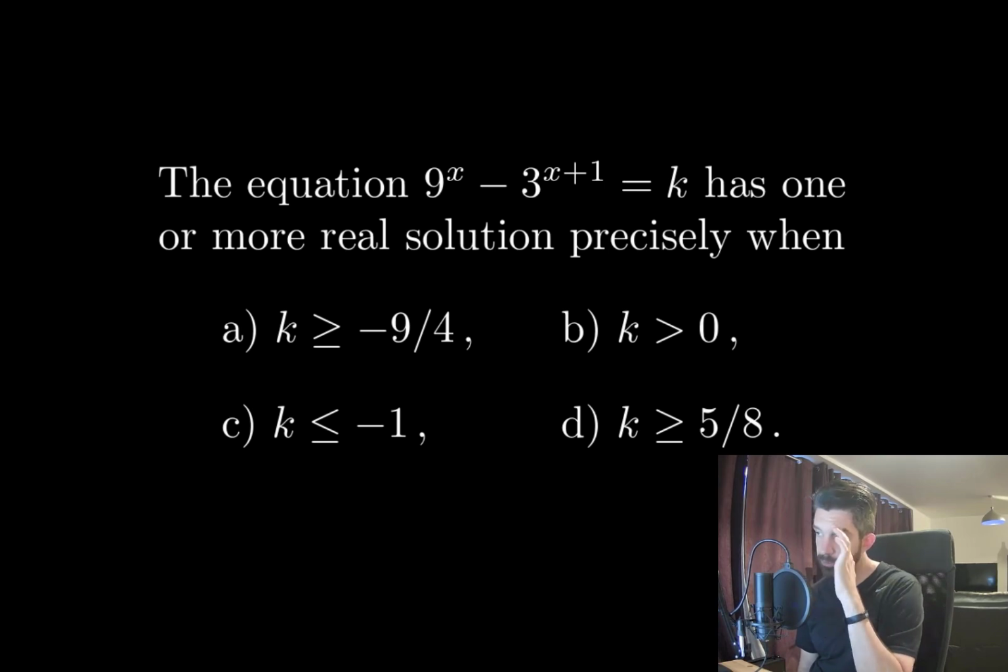Think of the thing on the left as being a function of x. Look at the graph of it and calculate its minimum and or maximum values. What else could we do? Maybe try factoring out a 3 to the x or something. I'm not exactly sure what might be a good approach here.